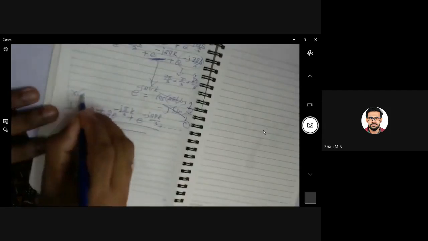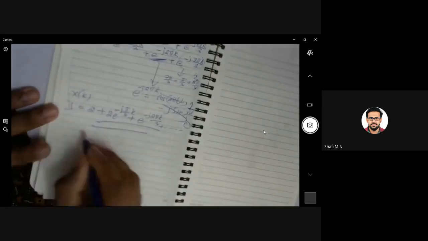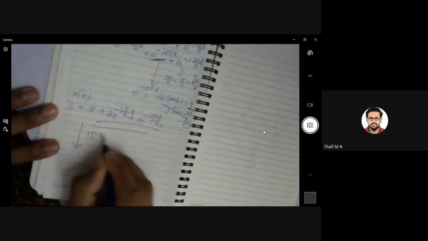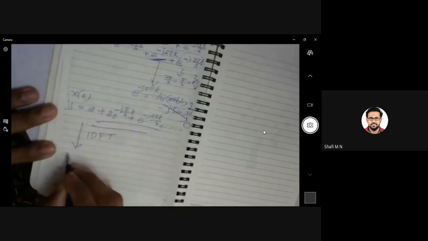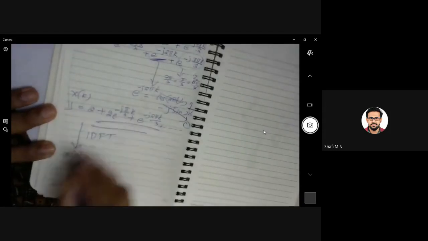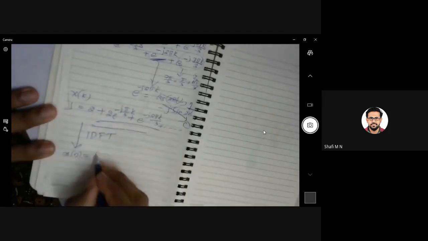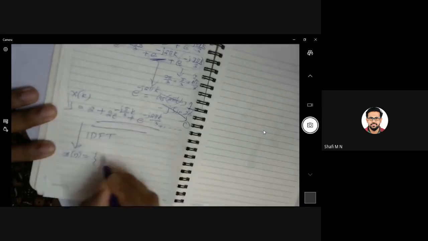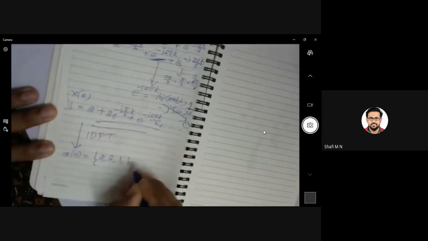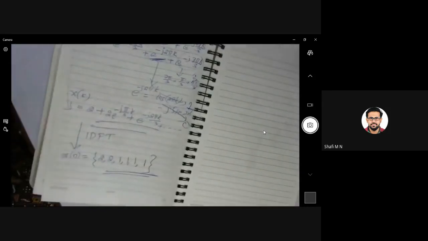This is your final x of k. Now you take the inverse DFT. Taking the inverse DFT, you can directly say from it. No need to apply any equations. It is structured in a particular format. So first term is 2, second term is 2, next terms will be 1, 1, 1, 3, 4, 5, 6. This will be your x of n.